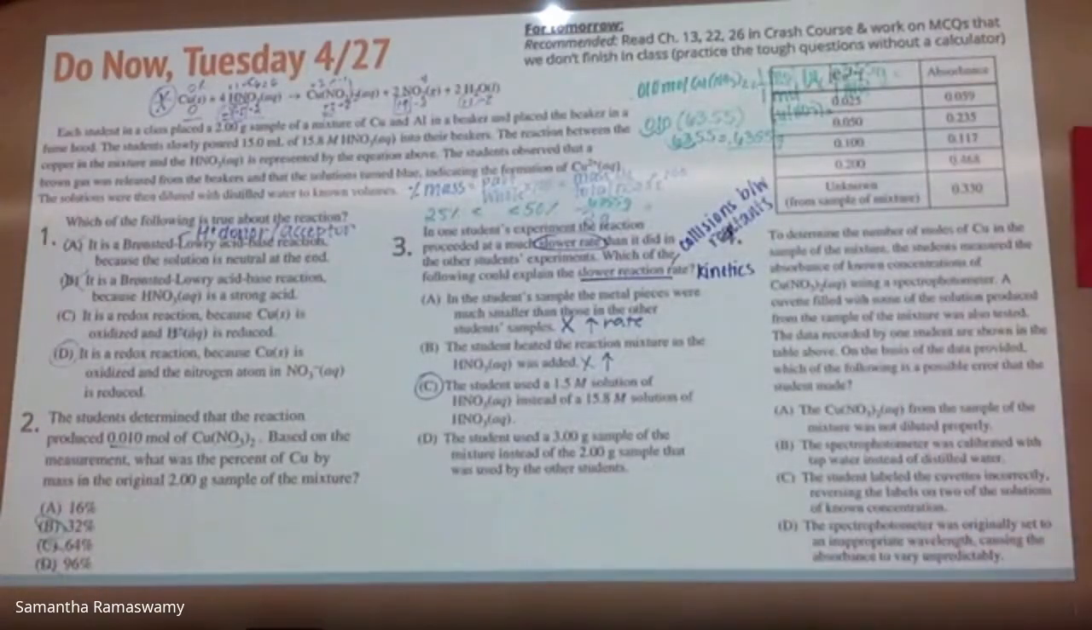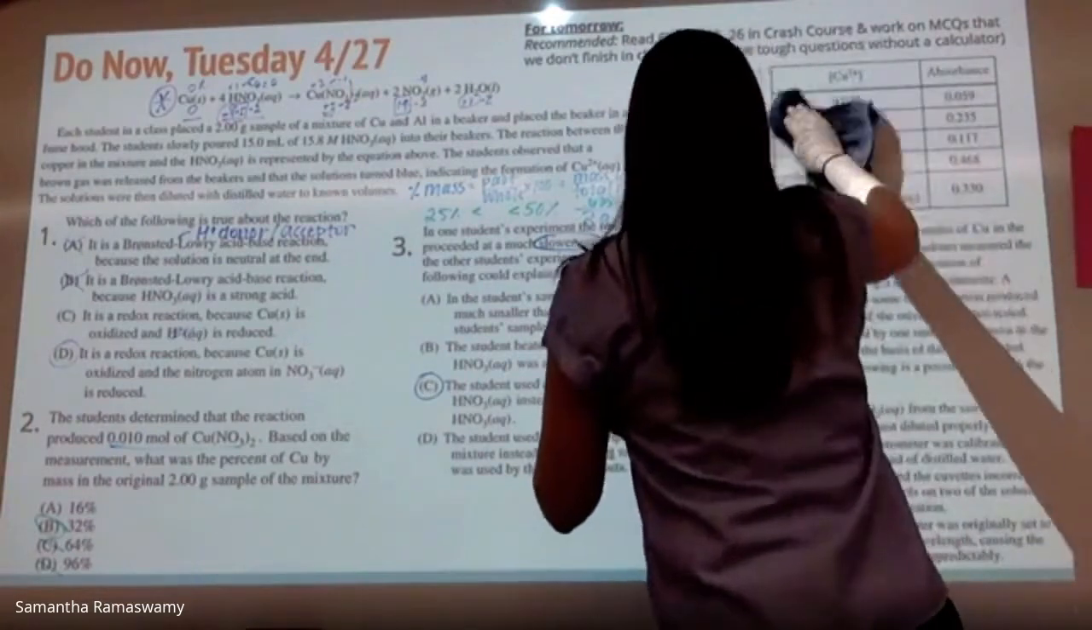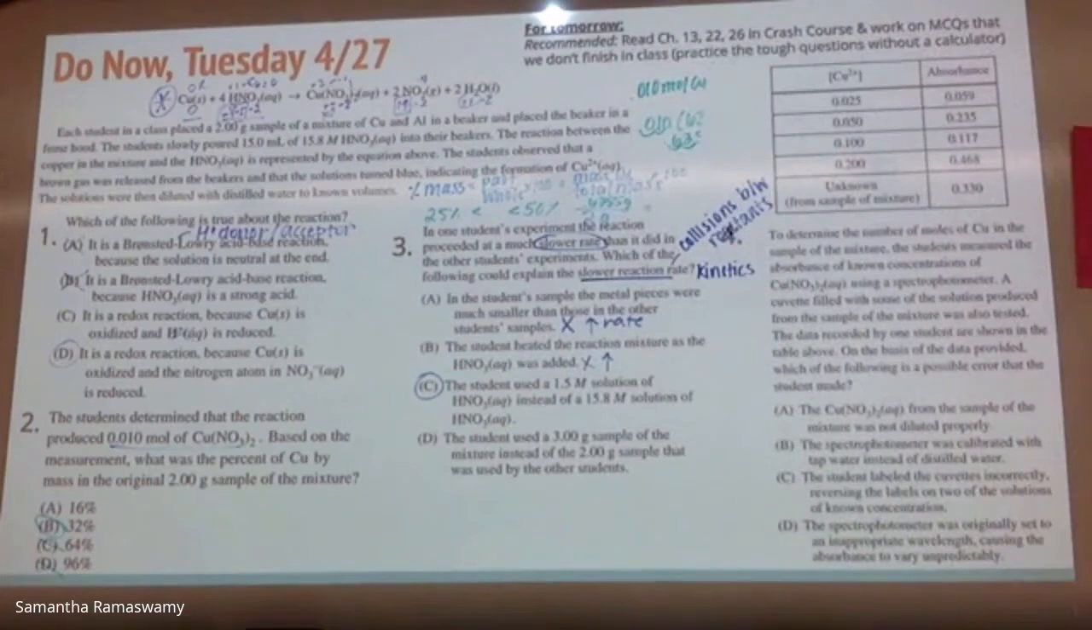So for number 4, this is looking at absorbance versus concentration. So this is looking at a Beer's Law type question. This was part of Unit 3, but we see it with kinetics as well. So to determine the moles of copper, the student measures the absorbance. The data recorded by one student is shown in the table. Which is an error that the student made? So take a look at the values and see if anything looks off.